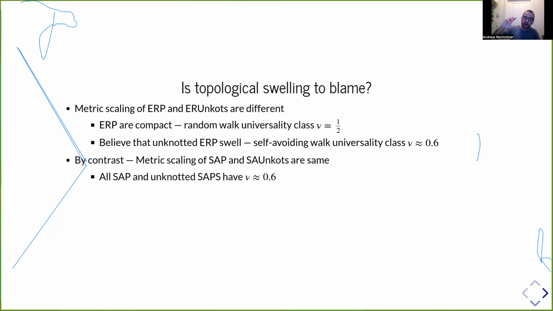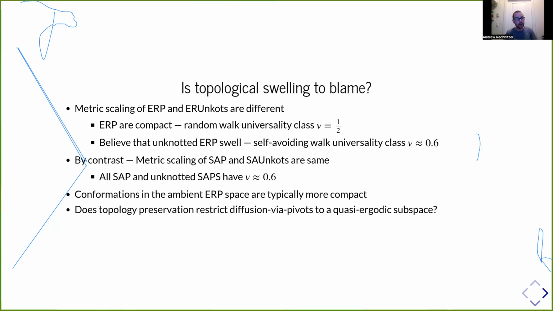I don't want to say here, this is in contrast with what happens in self-avoiding polygons, namely self-avoiding polygons and self-avoiding unknots are the same metric. And so there's some weird thing going on here where conformations in the ambient equilateral random polygon space want to be compact, but the ones that we're sampling want to be bloated. And so are we really somehow, by doing this, restricting ourselves to a very small subset of the space, which is messing up the diffusion of the Monte Carlo? Or are these just bugs in my code?